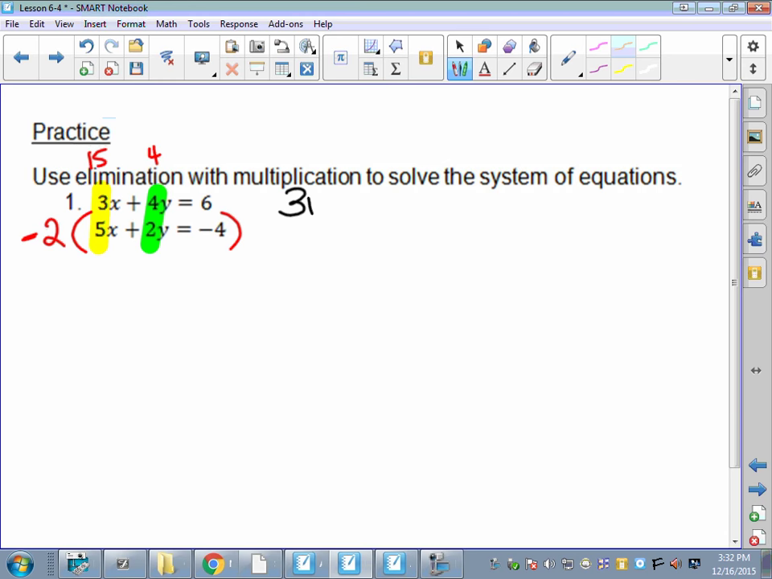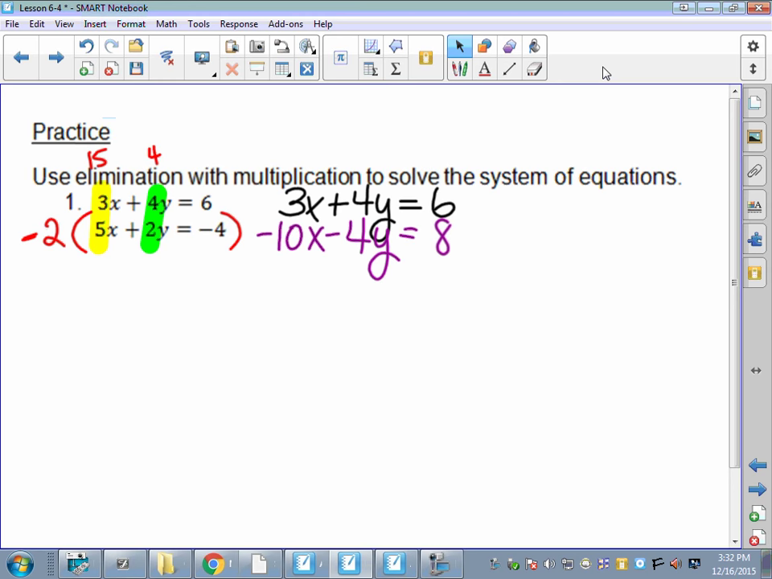So my first equation is going to stay exactly the same. No changes needed there. I only need to multiply one of the equations. When I multiply the second equation by -2, remember distributive property. Think about multiplying everything. So -2 times 5x is -10x. -2 times the 2y is -4y. And -2 times the -4, watch the signs on that, that would be a +8. The hardest part is done.